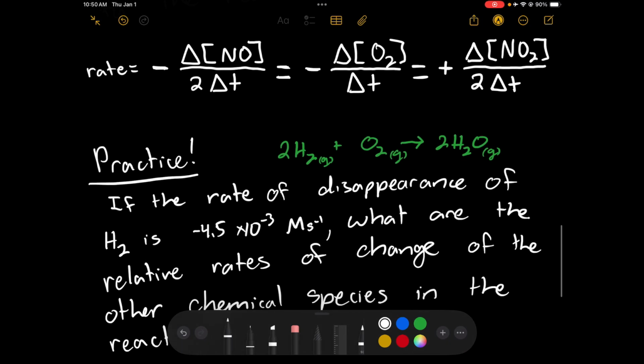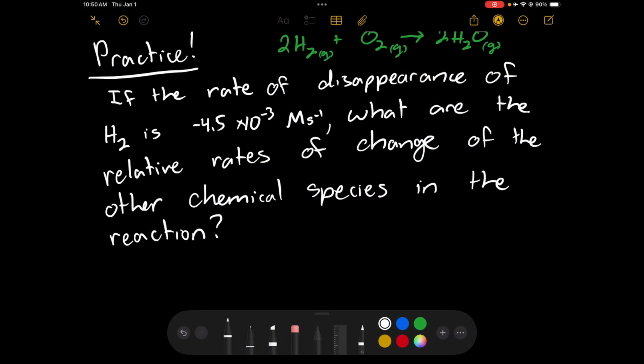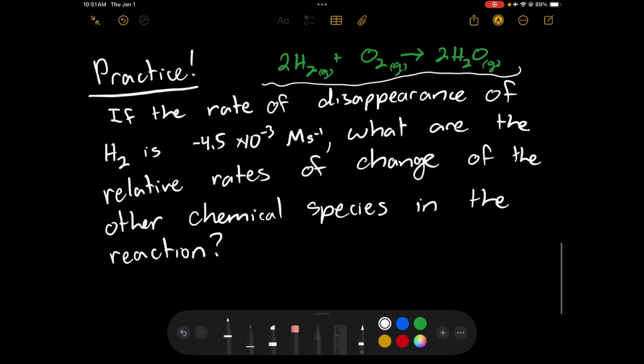All right? Now, this problem, on the other hand, we do in fact have other numbers. This problem says, if the rate of disappearance of hydrogen is negative 4.5 times 10 to the negative third molarity per second, what are the relative rates of change of the other chemical species in the reaction? And the reaction is given up here. So let's just take a second. We have one number. We know how fast hydrogen is disappearing.